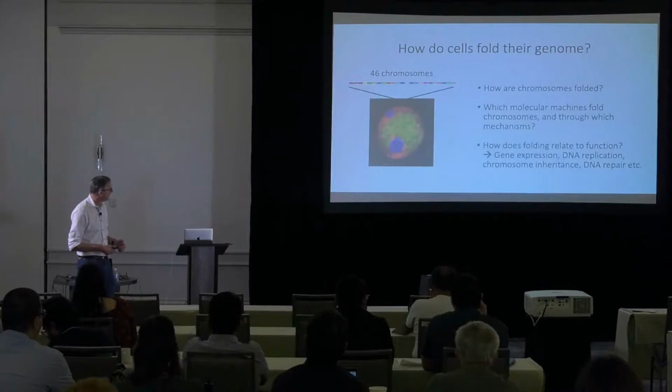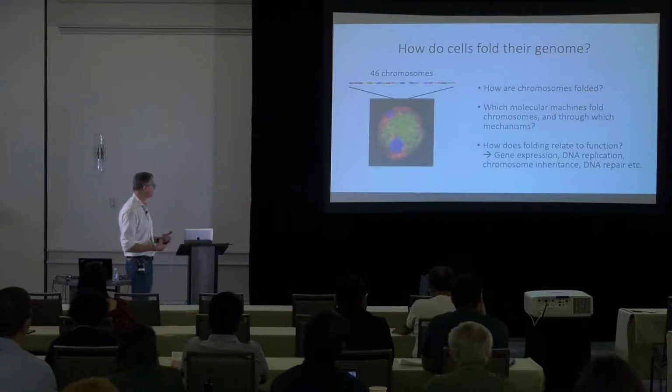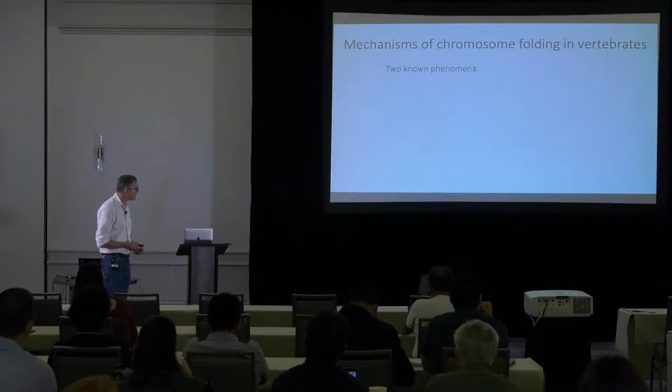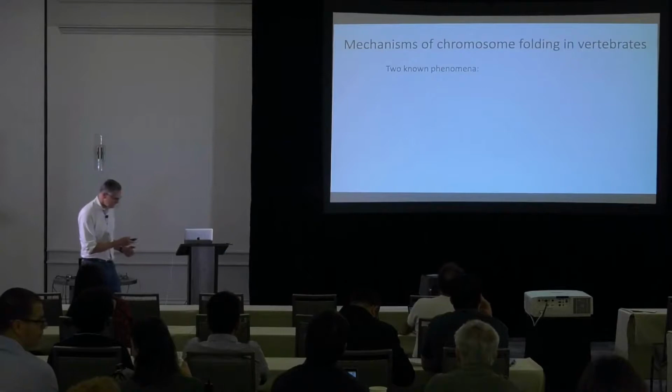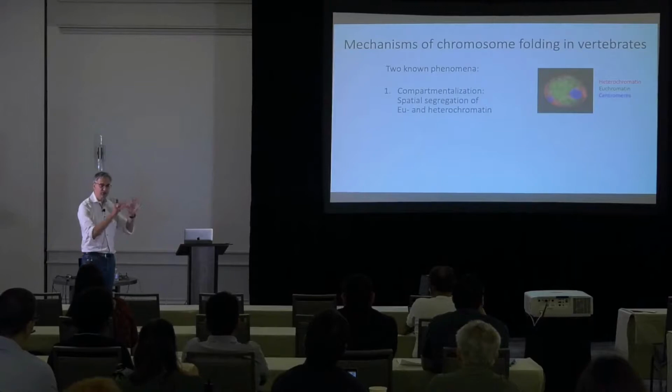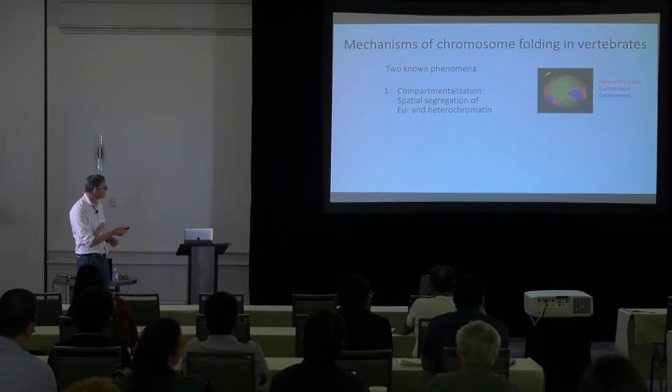Genome function includes things like gene expression. We hear a lot about that. But my lab more focuses typically on chromosome inheritance, genome stability, and phenomena like that, which are also very important functions of the genome. So when you think about chromosome folding, at least in eukaryotes, we know of two phenomena, and we hear a lot about them at this meeting and others. The first is that if you just look at a cell nucleus, the genome is compartmentalized into at least two types of chromatin, heterochromatin, euchromatin.